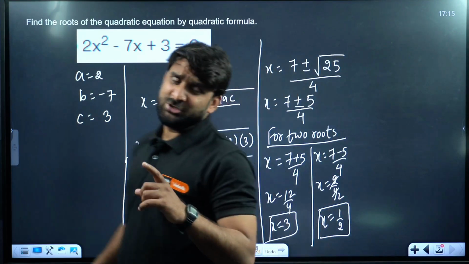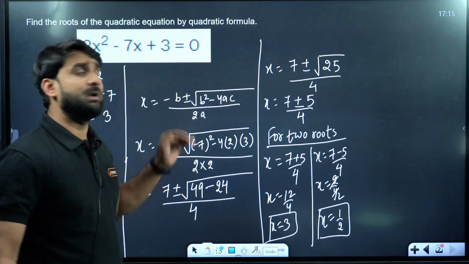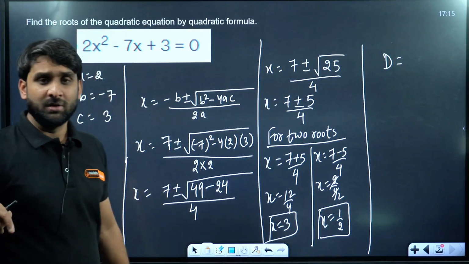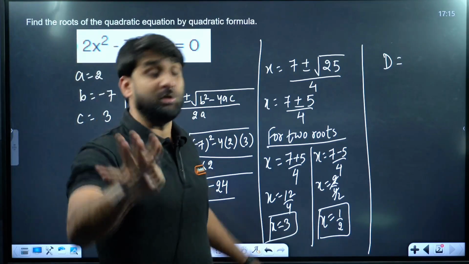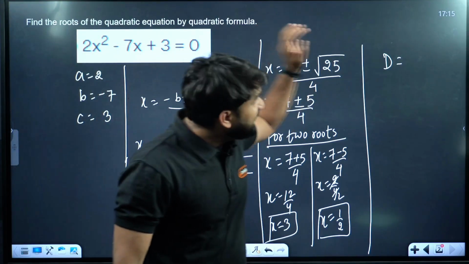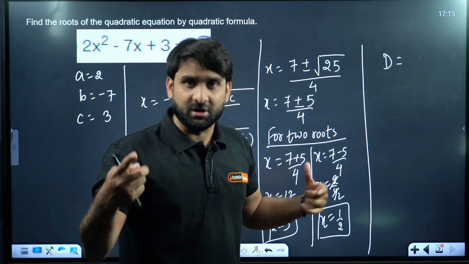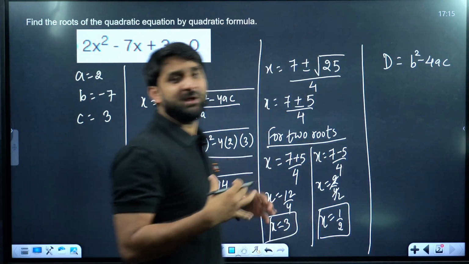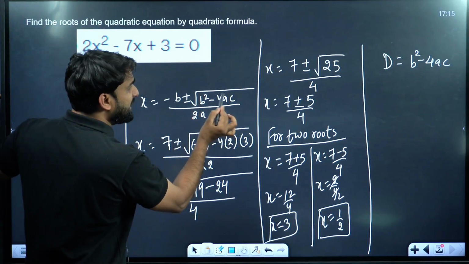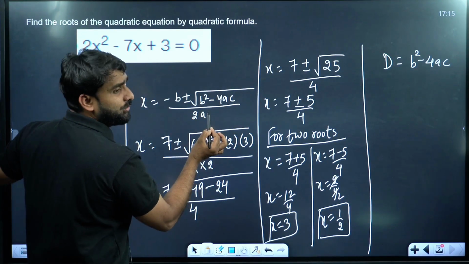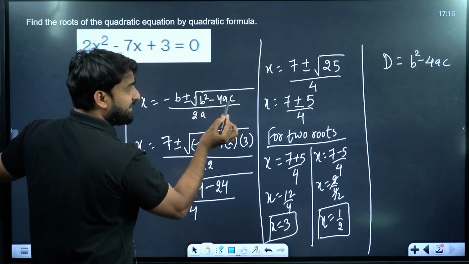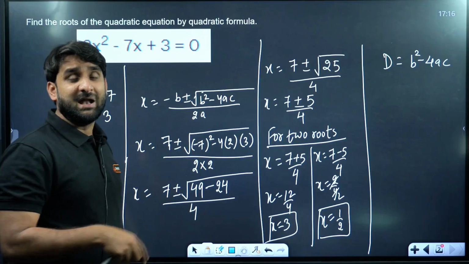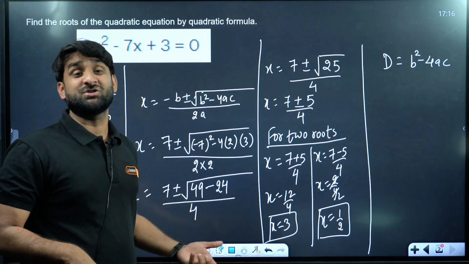But whenever you are applying the quadratic formula, always try to find out the value of d first. If d is 0 or d is positive, then only you can apply the quadratic formula. If d is negative, d means the discriminant I am talking about. D means the value of this, b square minus 4ac. Listen champion, in the quadratic formula, b square minus 4ac is inside the root. So if this value is negative, you cannot apply the quadratic formula. That will be violating the rule of the quadratic formula. The situation is of complex numbers.